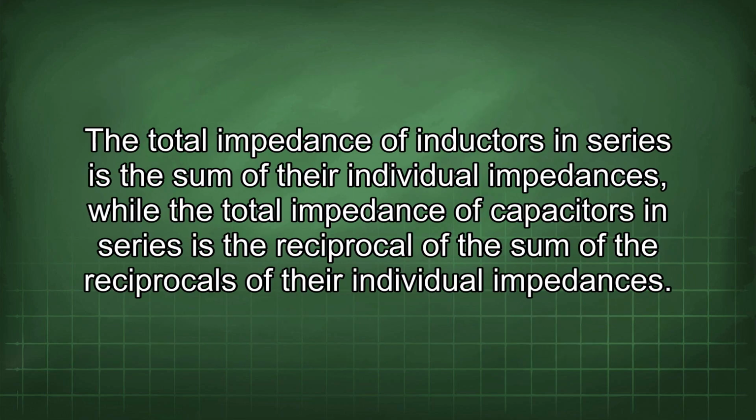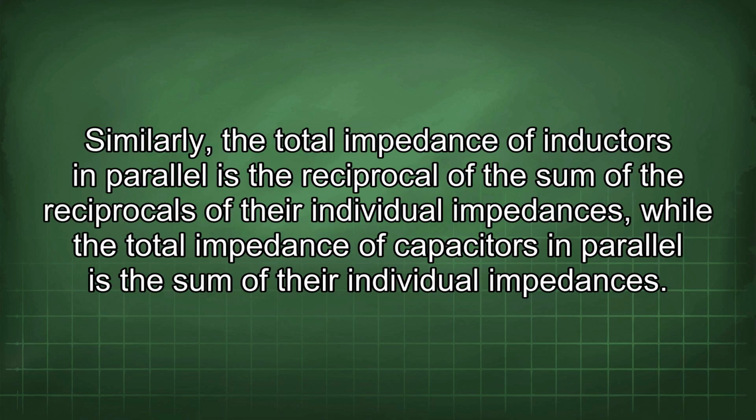The total impedance of inductors in series is the sum of their individual impedances, while the total impedance of capacitors in series is the reciprocal of the sum of the reciprocals of their individual impedances. Similarly, the total impedance of inductors in parallel is the reciprocal of the sum of the reciprocals of their individual impedances, while the total impedance of capacitors in parallel is the sum of their individual impedances.